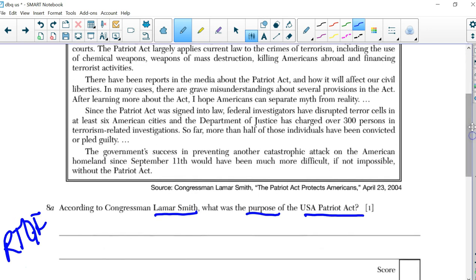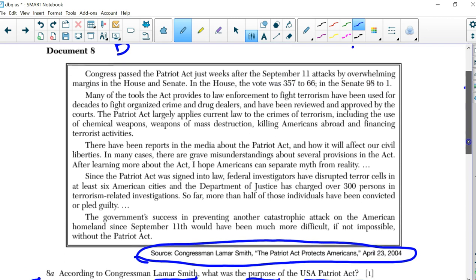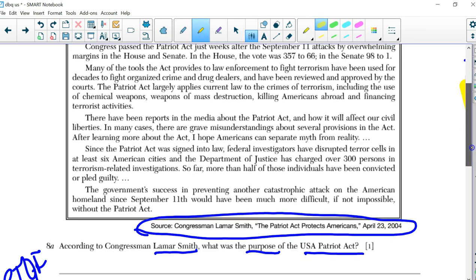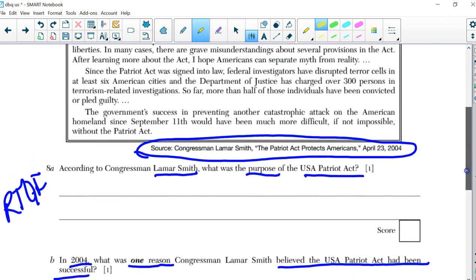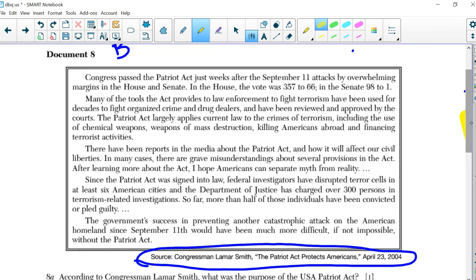Okay, so we're going to circle our source. Congressman Lamar Smith, the Patriot Act protects Americans, April 23rd, 2004. Okay, so what do we have here? Let's look at our question again. What was the purpose of the USA Patriot Act? We're going to look for that first.